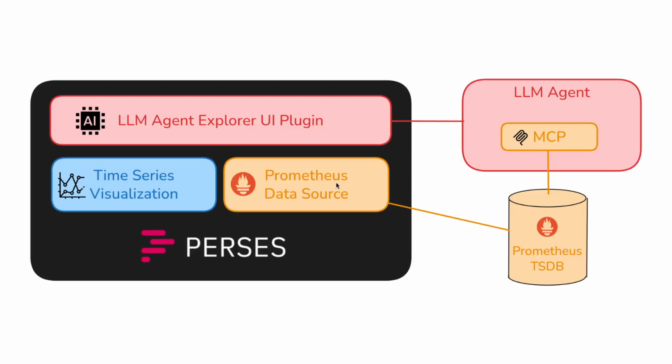So I would like to show a demo of a POC that tries to combine the power of Perses visualization on top of the observability data and large language models connected with MCP to the Prometheus database. So what we built here is a plugin that extends the Perses functionality with LLM features, talking to a separate LLM agent and visualizing the tool calls back in the Perses UI.